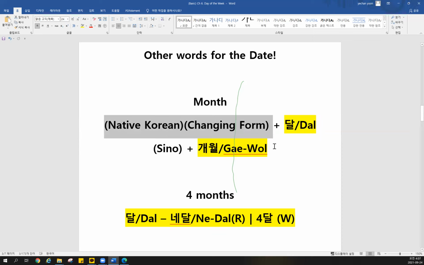All right. What is the native Korean changing form? We learned it in the basic class chapter 3, counting. Native Korean was 하나, 둘, 셋, 넷. Right? But the changing form: 하나 changes to 한, 둘 changes to 두, something like this, etc. So hope you guys still remember this one. If you can't remember, please watch our basic class video chapter 3 counting. All right? So this is the example.